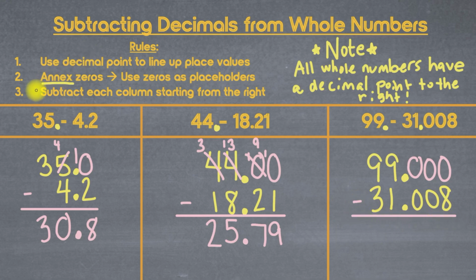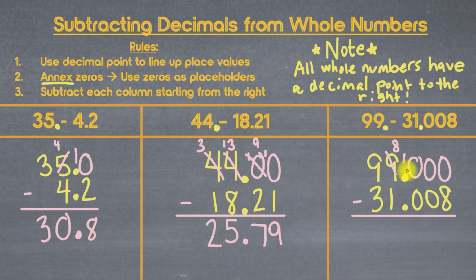Now we'll go to step 3, which is to subtract each column starting from the right. This is where it's really tricky. I can't subtract 0 minus 8, so I would try to borrow from here. But the problem is that there's nothing to borrow from. So I might try to go here. But the problem is there's nothing to borrow from here either. So I'm going to have to go here. And this 9 is going to have to become an 8. Which means this 0 will become a 10.